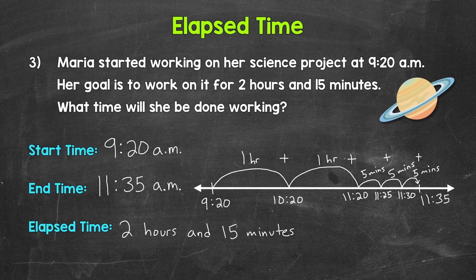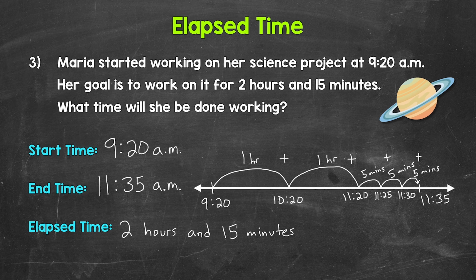Now, before we end, I do want to mention another strategy that we could have used with the minutes. Instead of doing 3 5-minute jumps, we could have started with a 10-minute jump to go from 11:20 to 11:30. Then we could have done a 5-minute jump to get us to that total of 15 minutes. So 10 minutes plus 5 minutes. And that gets us to that same end time of 11:35 a.m. So again, breaking that 15 minutes up into 10 minutes and 5 minutes works as well.